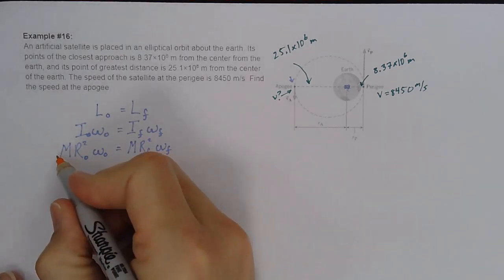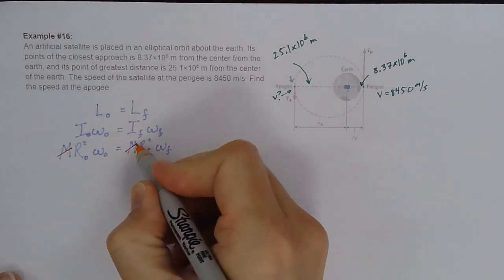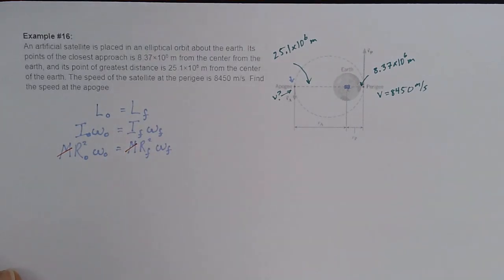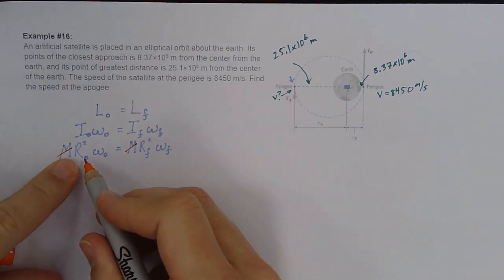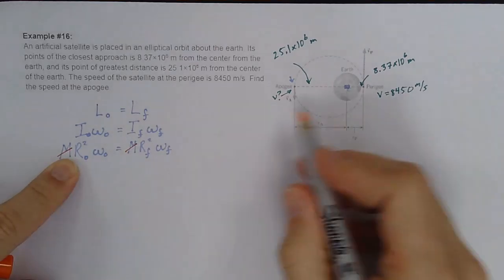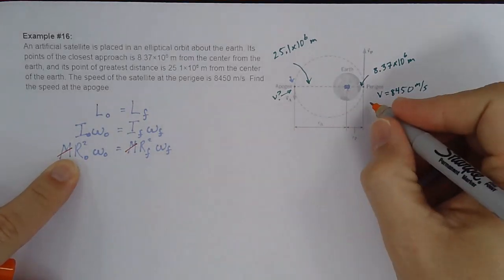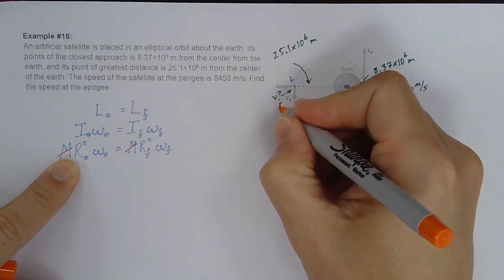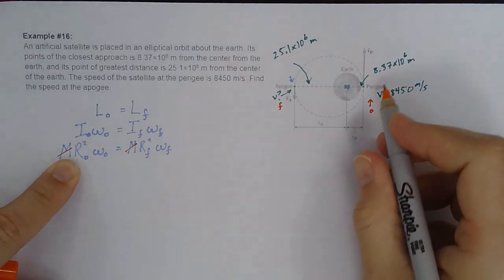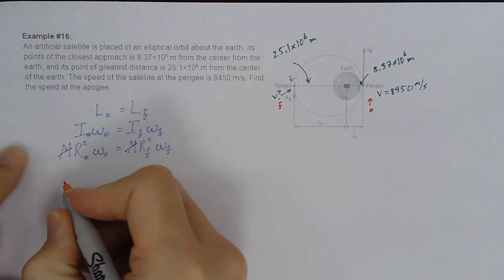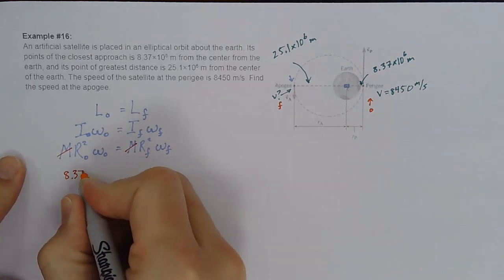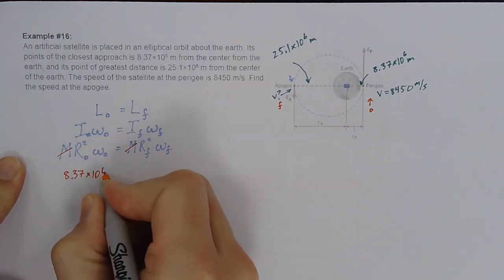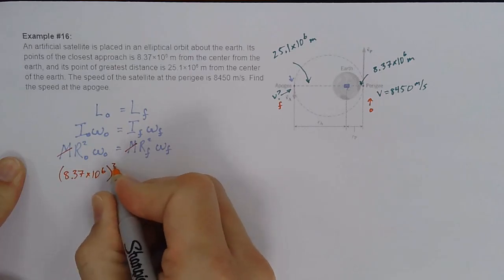All right, so at this point, we're ready to start putting in some numbers. We recognize that the mass of the satellite is not changing, so it's going to cancel out. We've got the initial radius. You can use either one as initial or final. I'm going to go ahead and use this as initial, and then we'll use this as final since that's what we're solving for. So the initial radius will be 8.37 times 10 to the 6th, and that radius will be squared.